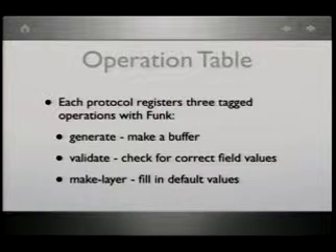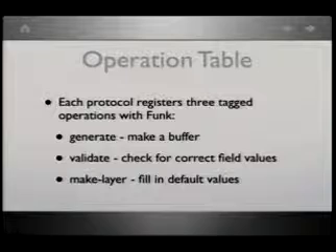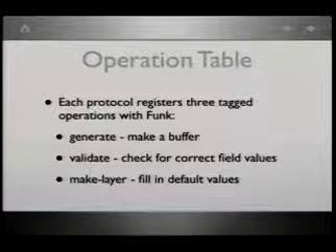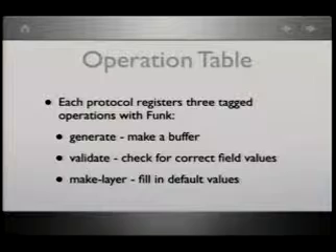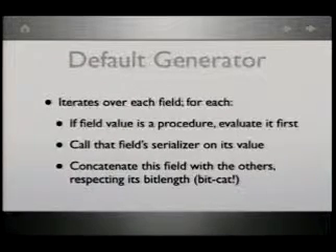Generate actually produces a byte buffer that can be sent out on the wire or saved to a file. Validate reports on which fields contain correct values. It actually returns a list of booleans telling you whether or not each field is valid. And make layer creates an instance of a protocol layer and fills in any unspecified values with the appropriate defaults. But it's not really that much work. For most cases, the default generator is sufficient.